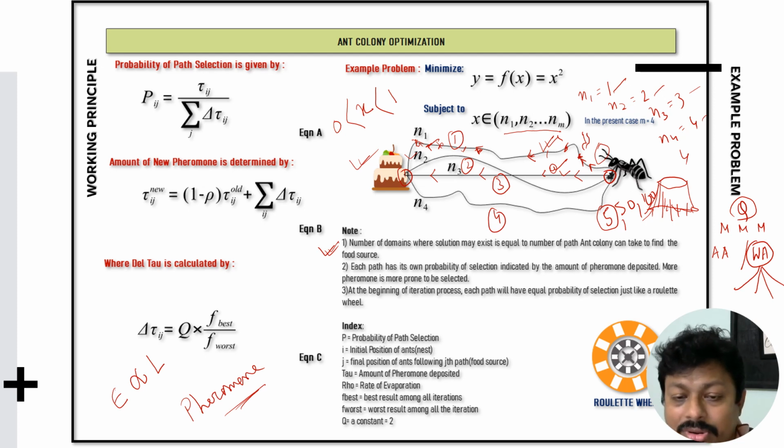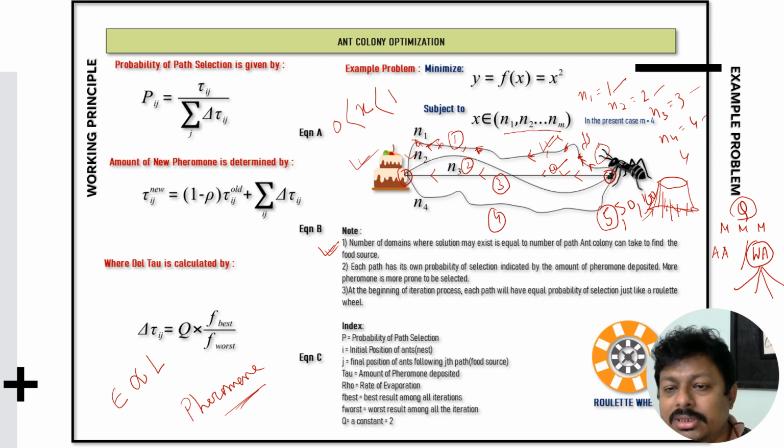So what is the note? I have discussed the first note. The second note is that each path has its own probability of selection, indicated by the amount of pheromone deposited. That I have discussed. More pheromone means more likely to be selected. At the beginning of the iteration process, however, each path will have equal probability of selection, just like a roulette wheel. That I am coming to later on.